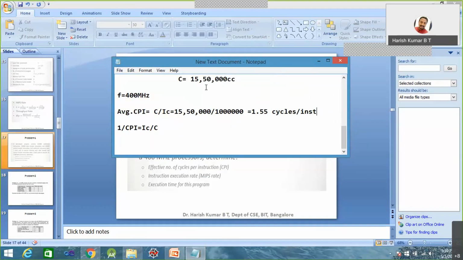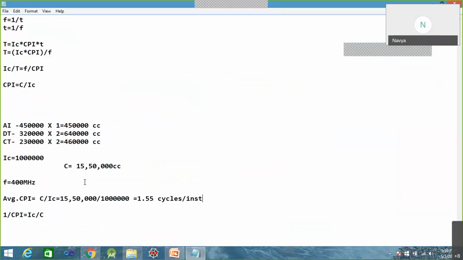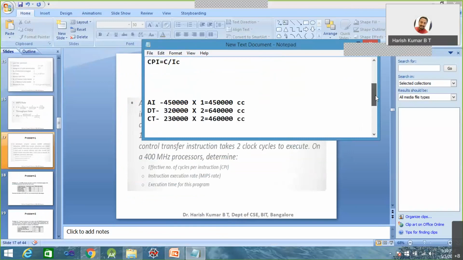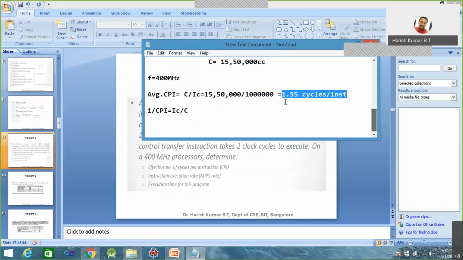So this 15 lakh 50,000 was telling you the total number of clock cycles, and this is telling you, on an average, to complete the execution of one instruction, how many clock cycles you require? 1.55 clock cycles per instruction. Now average CPI we have found. How much is it? 1.55 cycles per instruction.